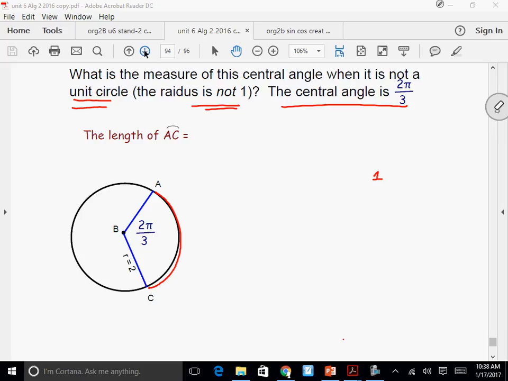What is the length of AC? So here's all they're saying. What is the measure of this central angle when it is not a unit circle? In other words, the radius on this one happens to be a 2. The original problem began when it was a 2 pi over 3. They want to know what has happened now that this circle has been stretched where the radius is a 2.